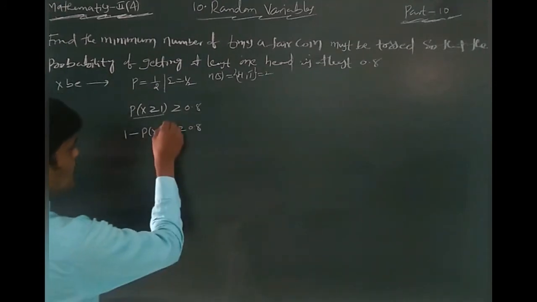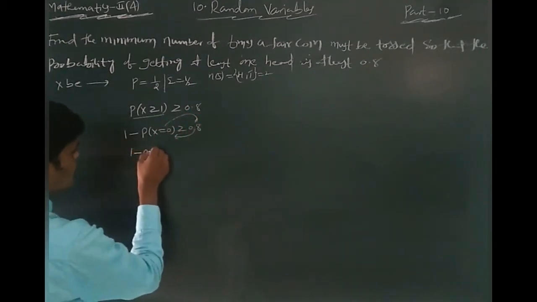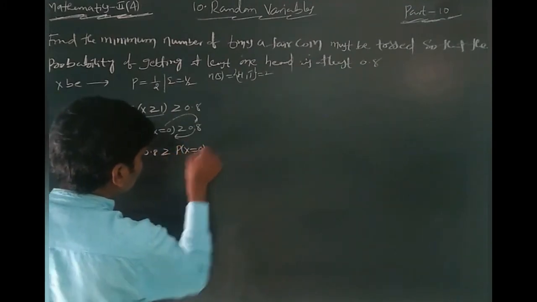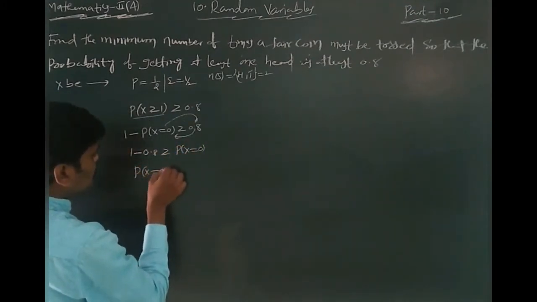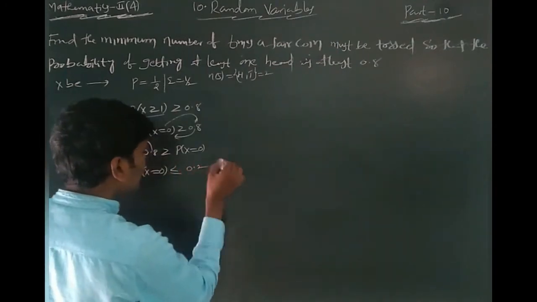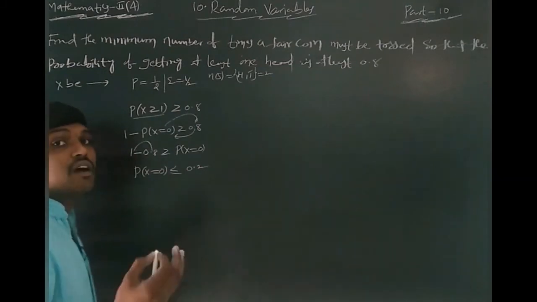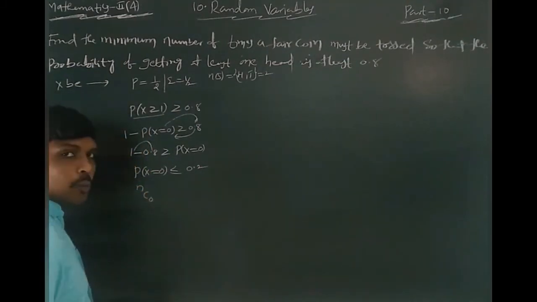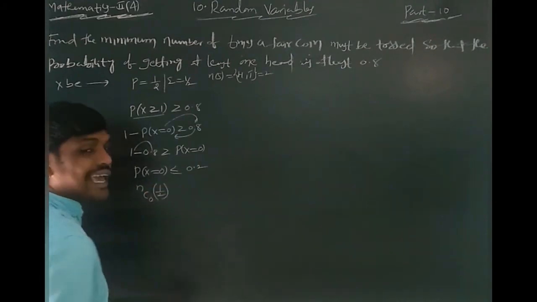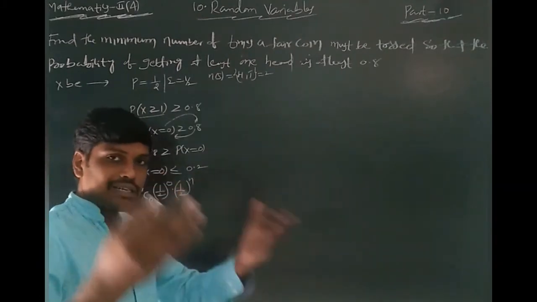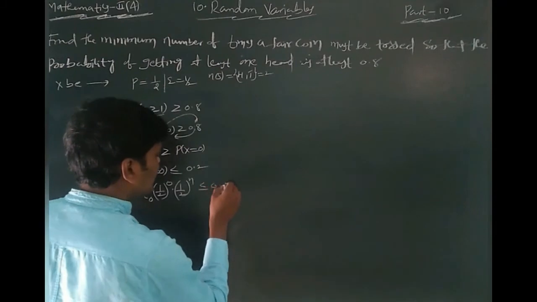After that you can get this value here. 1 minus 0.8 is greater than or equal to P of x equal to 0. P of x equal to 0 is less than or equal to 1 minus 0.8, how much? 0.2. Here this can be given as the formula: P of x equal to k is nCk, (1/2) to the power k, (1/2) to the power n minus k. With k value 0, n minus k is n minus 0, nothing but n, is less than or equal to 0.2.